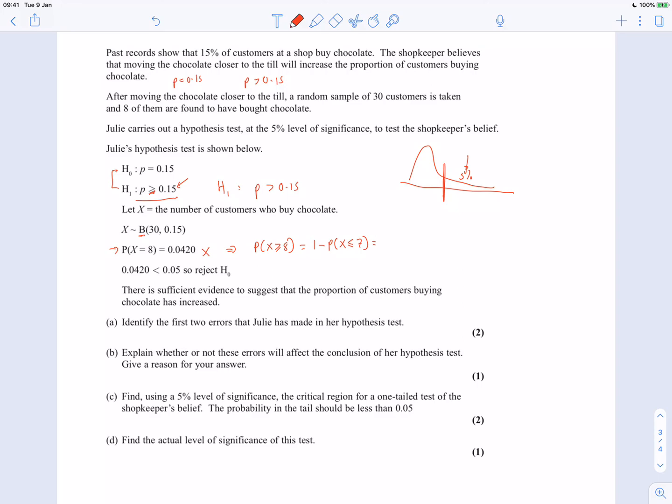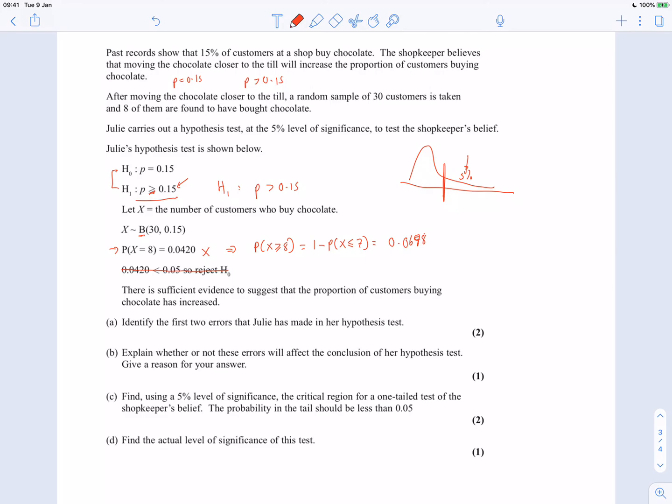And on our calculators, that's going to be lower 8, upper 30. Number of trials is 30, probability of success is 0.15, and that apparently is 0.0698. Okay, yep, so that's wrong. And then 0.0420 is less than 0.05, so reject H0. Well, that's a mistake carried forward as well.